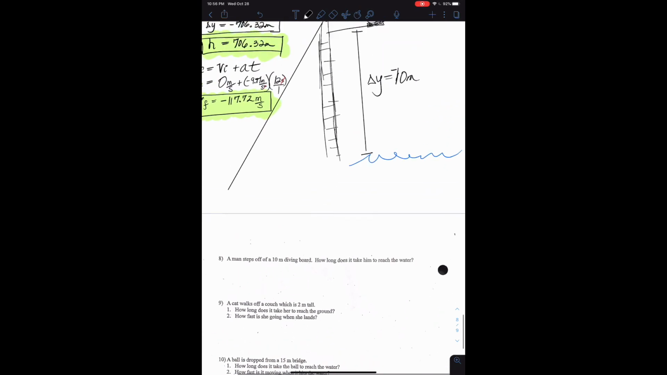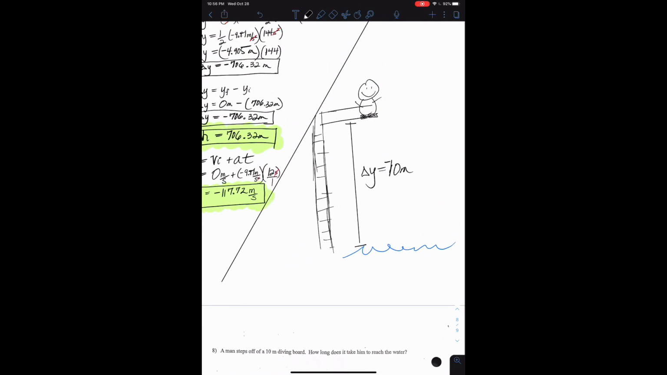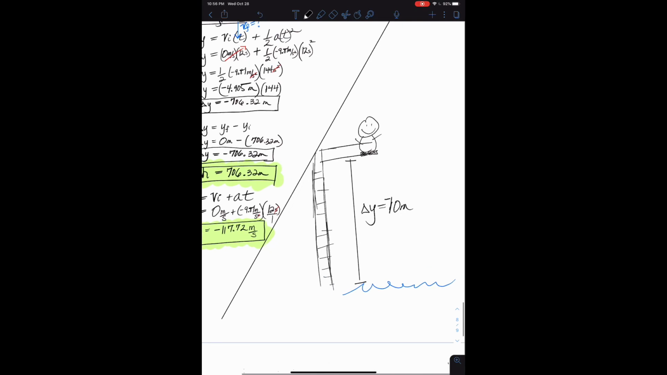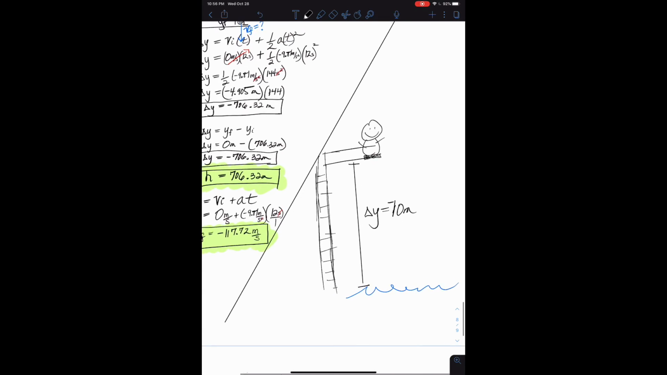It says steps off the board. So this means that the person is not really diving, right? And in fact, why is that important? Because that tells us the initial velocity. When the person steps off the board, what's the initial velocity? Well, it's just like the orange being dropped. It's very similar. So our VI is going to equal 0.